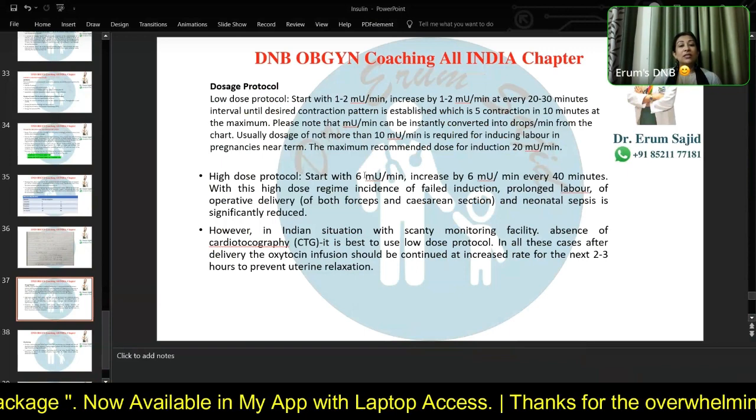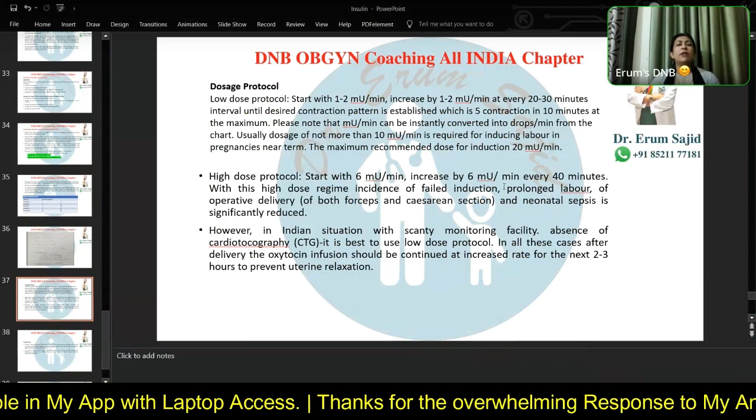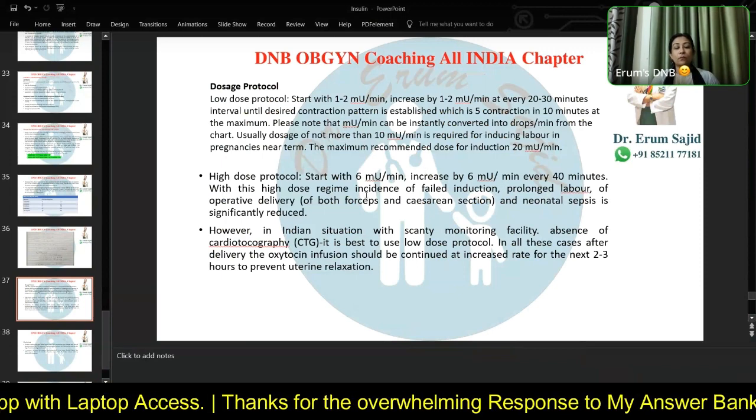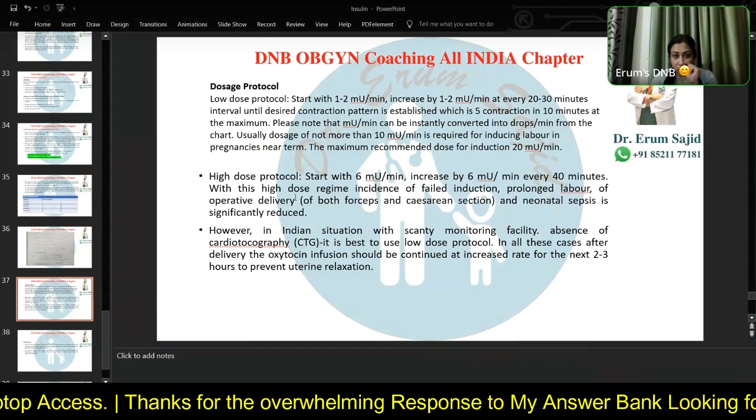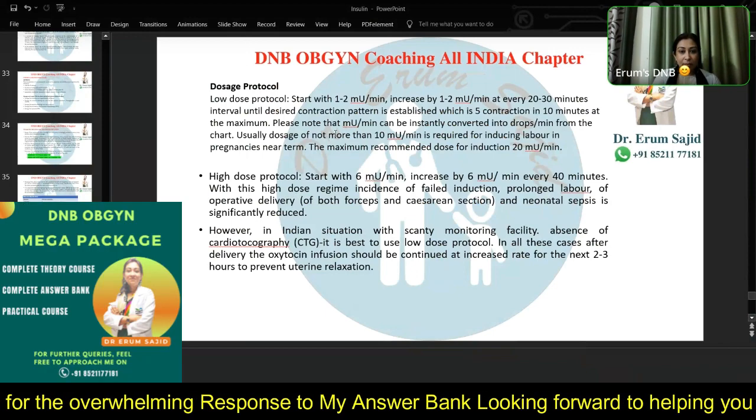And the high dose protocol starts with 6 milli-units per minute, and you increase it by 6 milli-units per minute every 30 to 40 minutes, right? So usually we do not go with this high dose protocol, we go with the low dose protocol, right? For obvious reasons, which I've already described to you before.